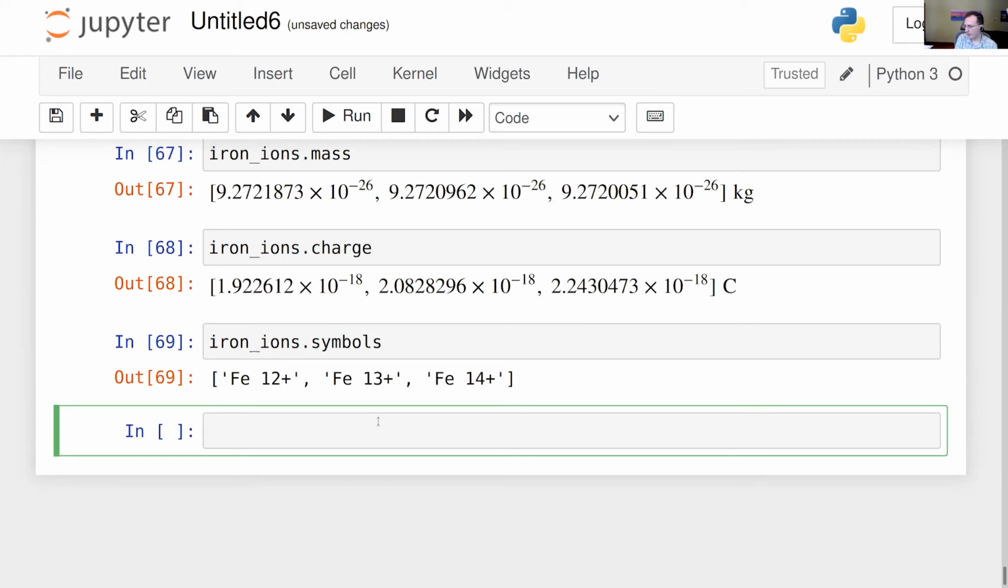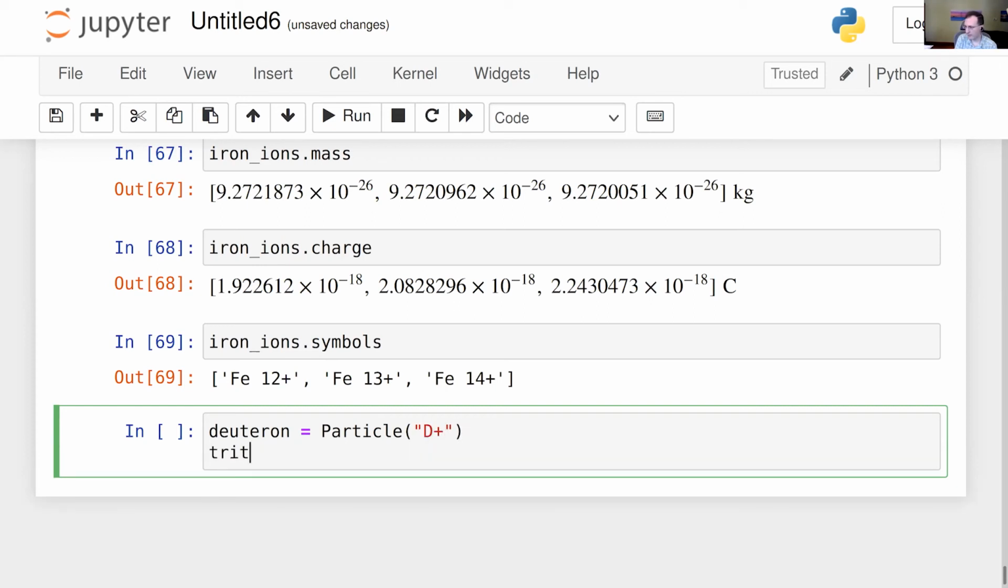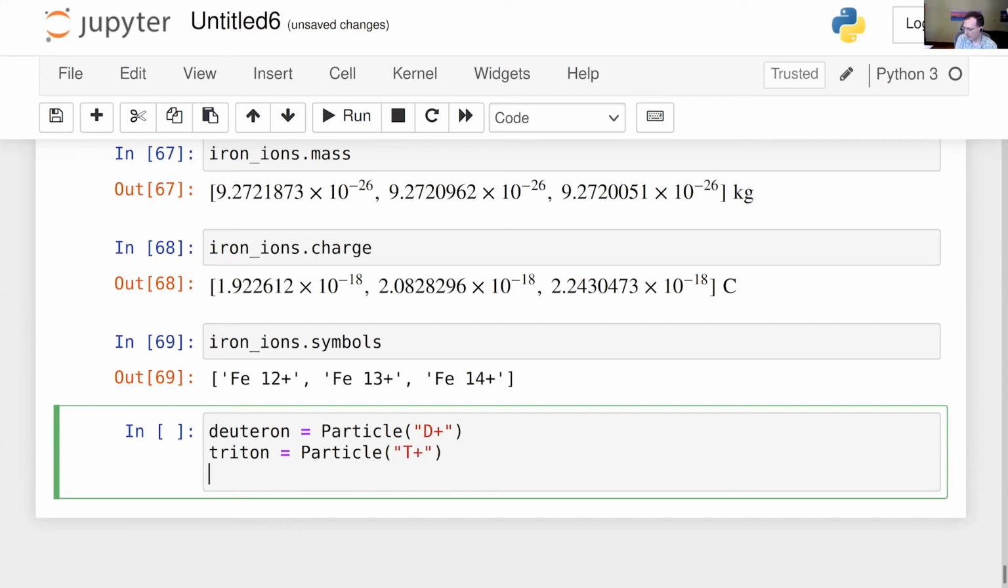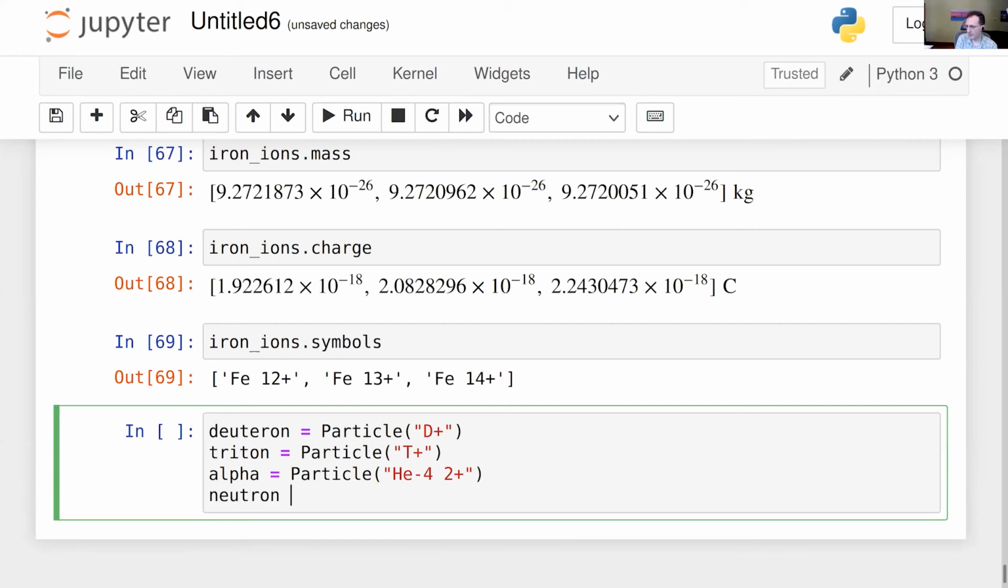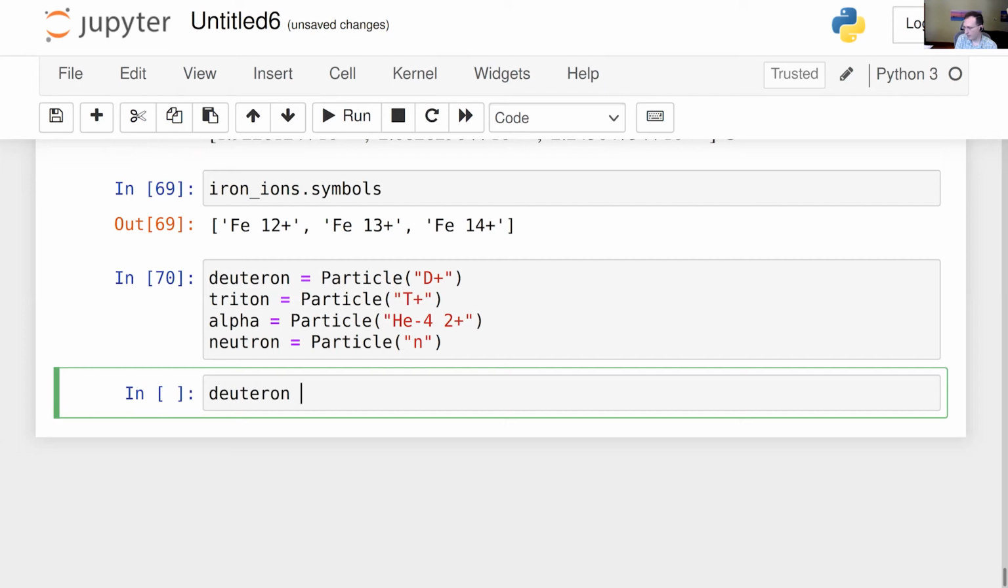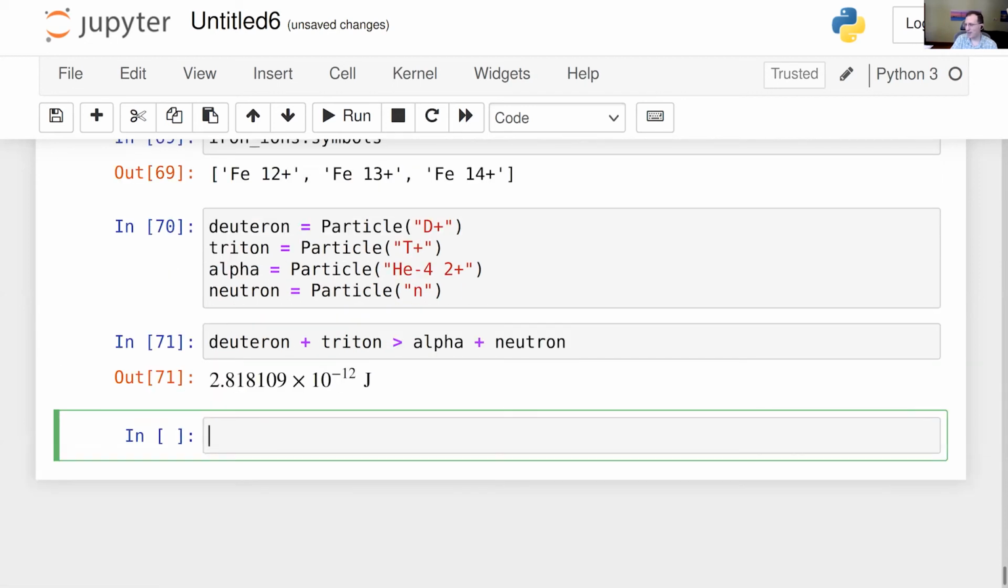We can also use plasmapy.particles to calculate the energy of a nuclear reaction. So to do this, we can define a deuteron as Particle of D+, a triton, a tritium nucleus, as Particle T+, an alpha particle as Particle of He-4 2+, and then a neutron as Particle n. Then shift enter. And we type deuteron plus triton, and then use the greater than sign and type alpha plus neutron. So this is the fusion reaction that we're looking for in fusion reactors. And so we can get the energy from that.